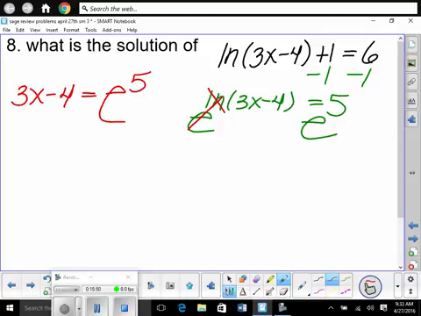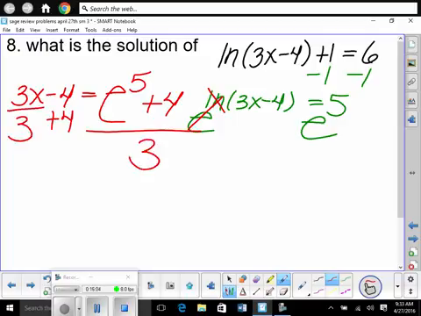So next step to get x alone, we'll do what? Add 4, then what will we do? Divide by 3, because this will be 0, right? Divide the entire side by 3, yeah? So that would be our final answer.